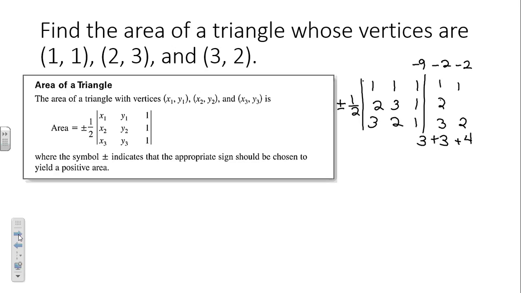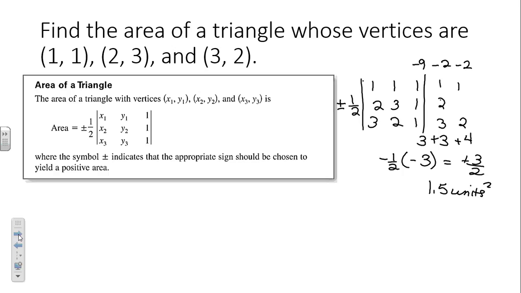So a -13 and a positive 10 gets us negative 3, right? So negative 3 is almost our answer, but we need to take that times negative 1/2. So 1.5 square units.